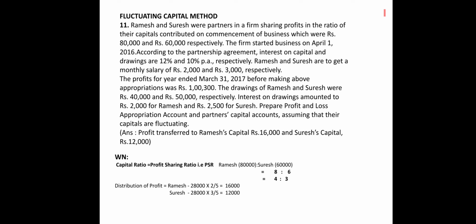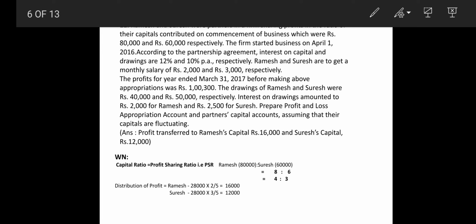So here they had given that net profit for the firm is 1,300,000. The drawings for Ramesh and Suresh is 40,000 and 50,000 respectively. Interest on drawings amounted to rupees 2,000 for Ramesh and 2,500 for Suresh. Prepare the profit and loss appropriation account and the partners capital account, assuming that their capitals are fluctuating.